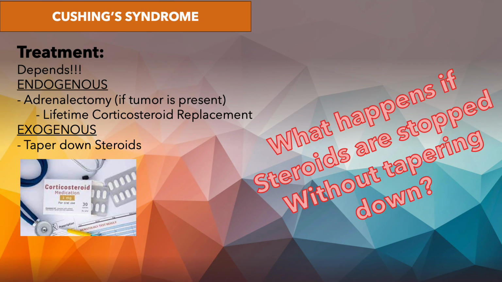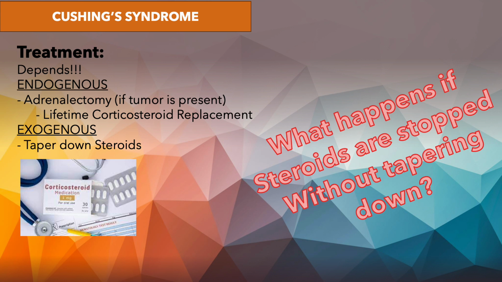So treatment of Cushing's syndrome related to the adrenal tumors may mean that the patient would have to undergo an adrenalectomy. So adrenal is the gland, and ectomy is removed, so remove the adrenal gland. If the adrenal gland is removed, the patients will go home on a lifetime of corticosteroid replacement, because since there's no more adrenal gland to make that steroid, they're going to have to take it with the medication.